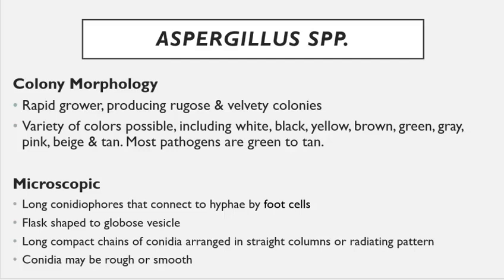For microscopic observation for Aspergillus, or what we'd see under the scope, we have long conidiophores that connect to hyphae at foot cells. You could see flask-shaped to globose vesicles, or rounded shapes, for the heads of Aspergillus. You have long, compact chains of conidia arranged in straight columns or radiating patterns. Conidia may be rough or smooth.